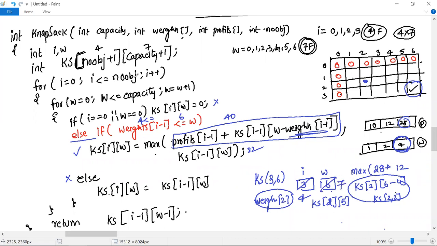4 less than or equal to 7 is false anyway. Sorry, 4 less than or equal to 3. 4 less than or equal to 3 is false. You will come and you will return. This is one case what I was talking about. The another case what I was talking about was this one.